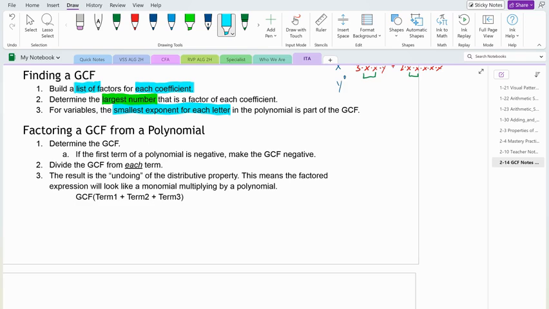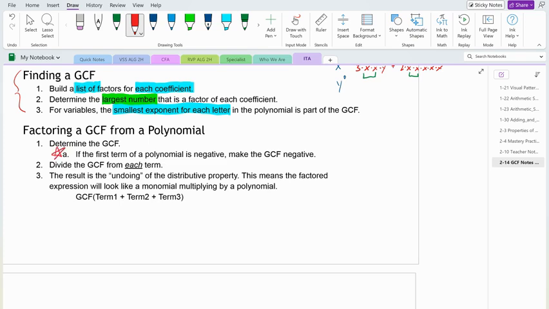All right. So how are you going to do this in a problem? I'm going to give you a polynomial. And you're going to determine first the greatest common factor. We just saw how to do that above in this section, right? Now, the key here is this. There's a little star I'm going to put here.